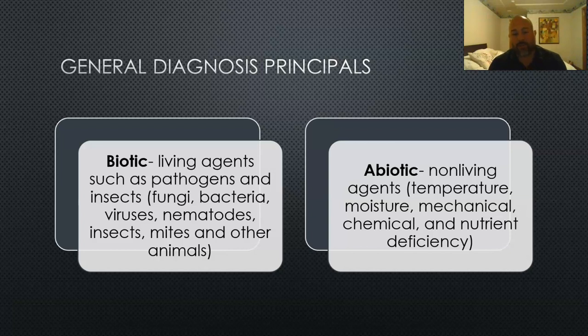And we're going to have two basic categories of disorders. We're going to have biotic disorders and abiotic disorders. So with biotic disorders, you've got living agents such as pathogens and insects. So what qualifies as pathogens and insects? Fungi, bacteria, viruses, nematodes, insects, mites, and other animals. If we're talking about abiotic, which is the idea of non-living agents, so things like temperature, moisture, mechanical things, chemical injuries or chemical toxicities, nutrient deficiencies, all these sorts of things that are all the non-living agents that could possibly be causing a disorder.